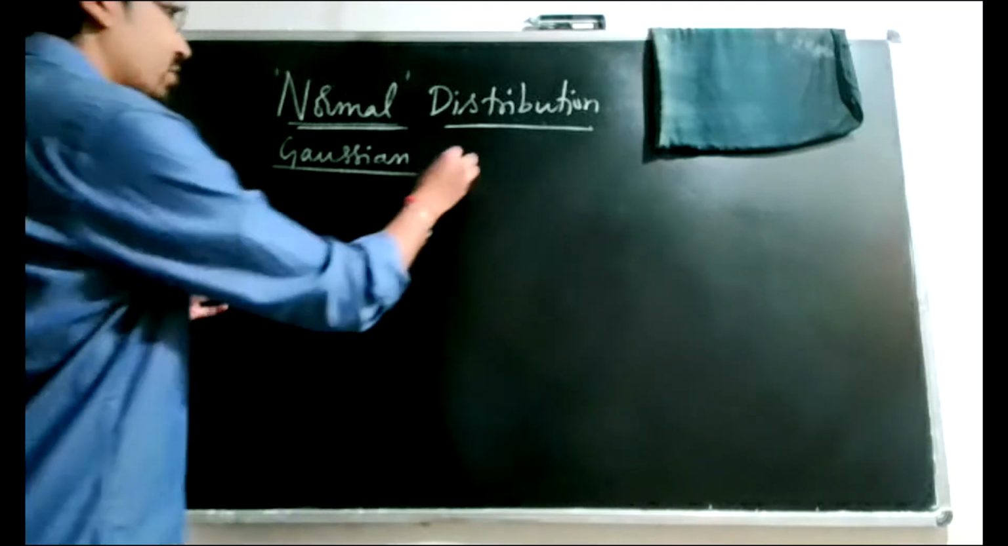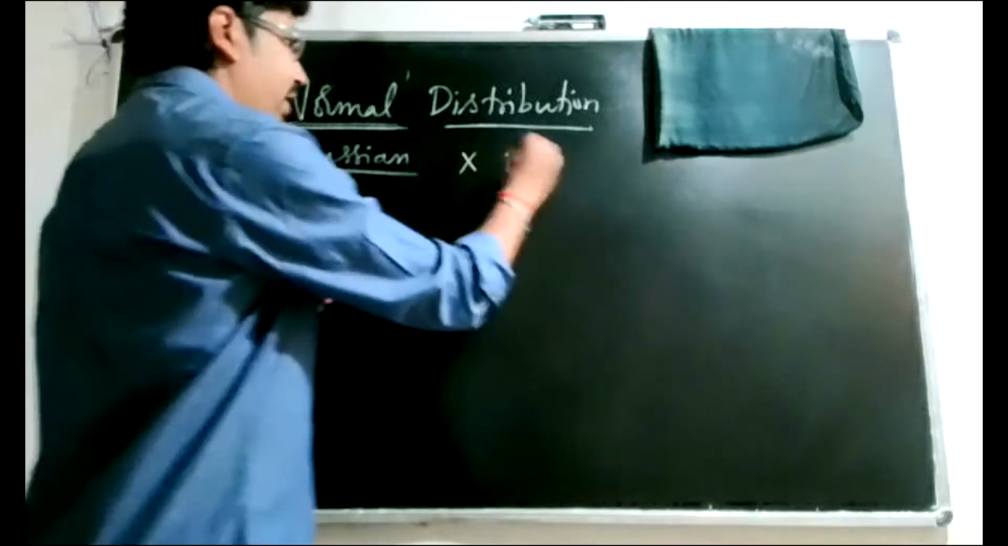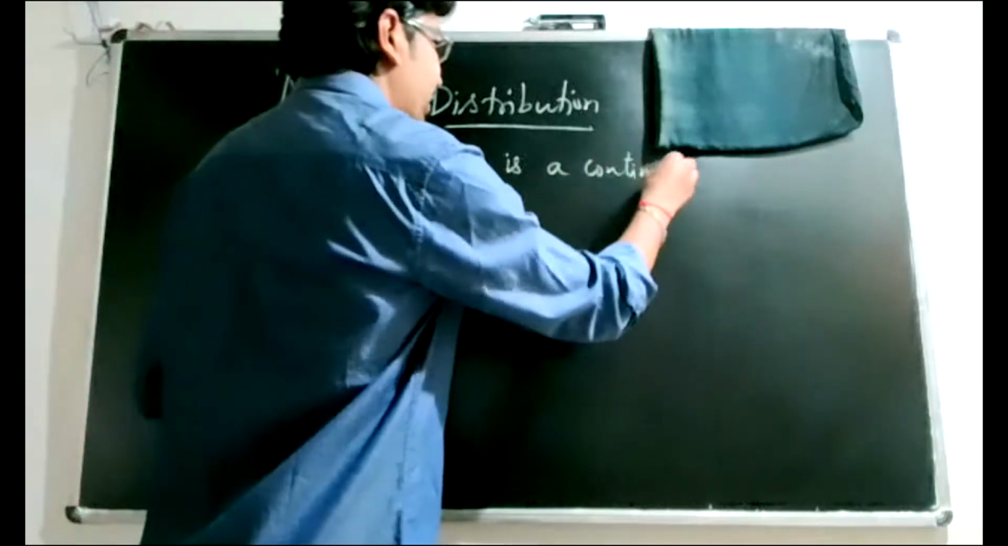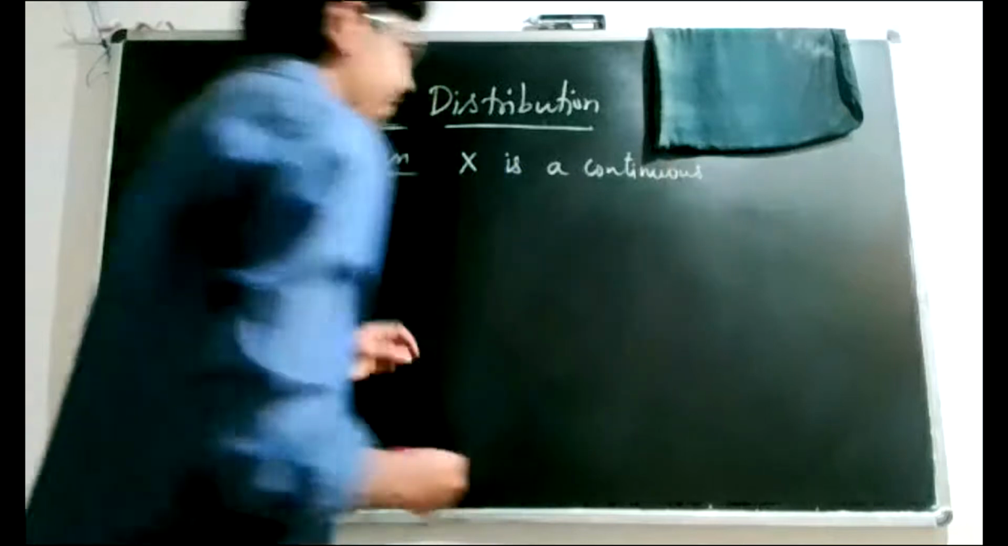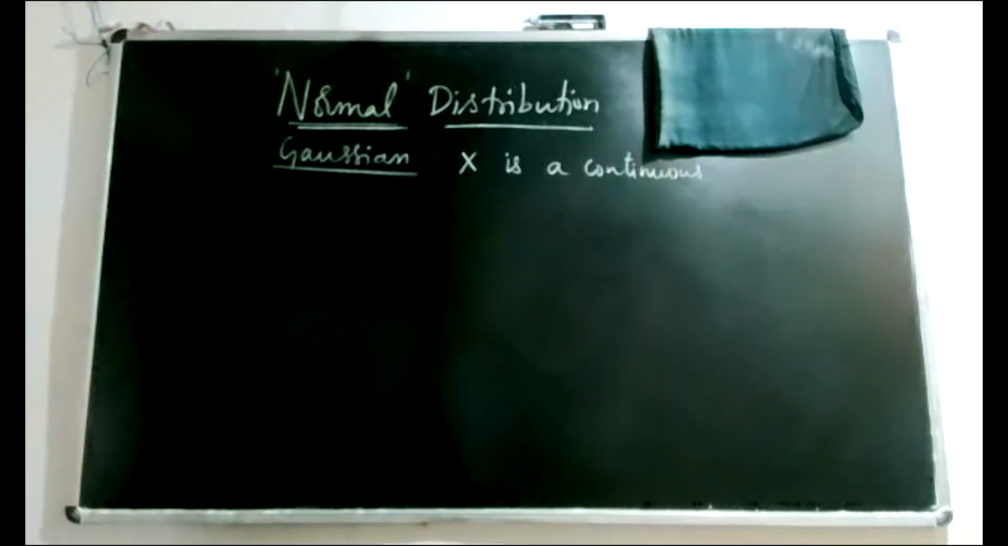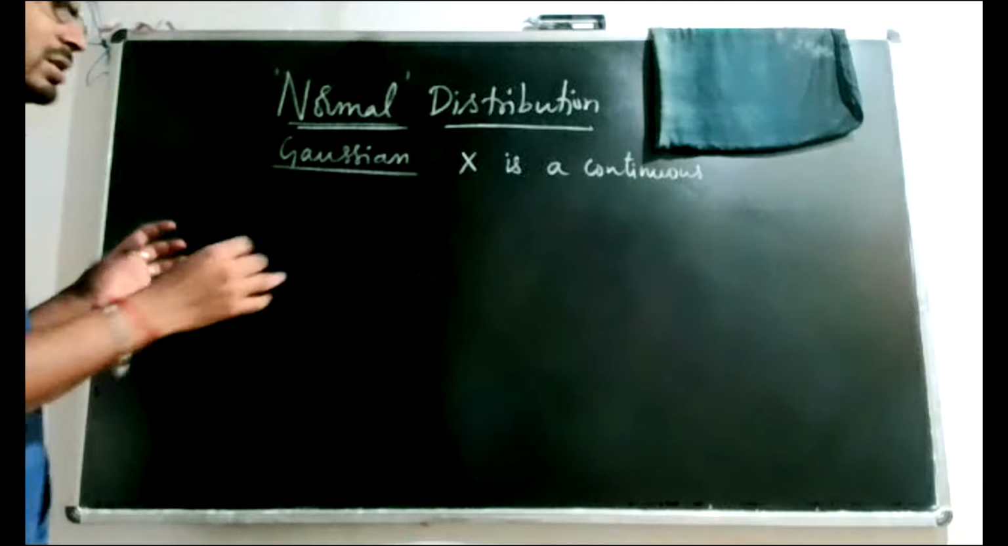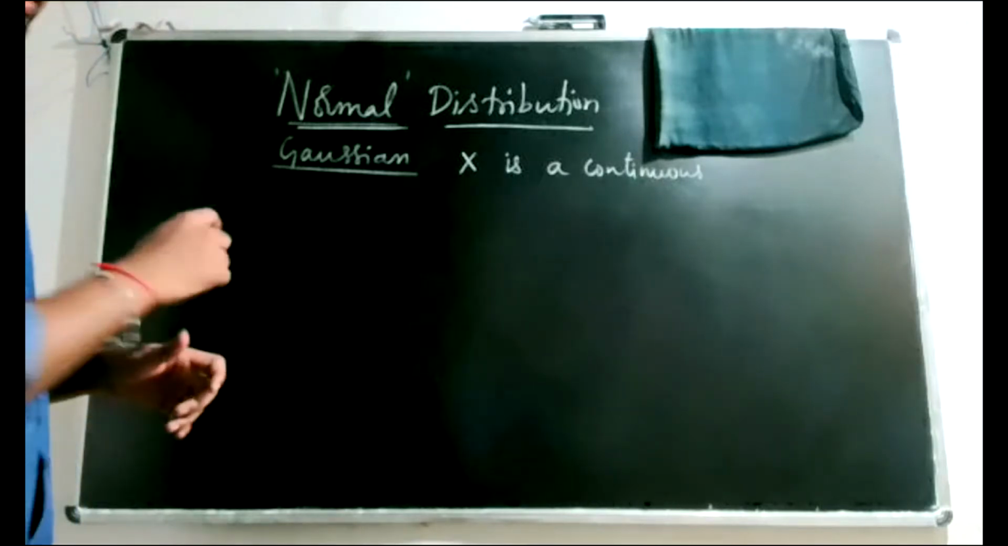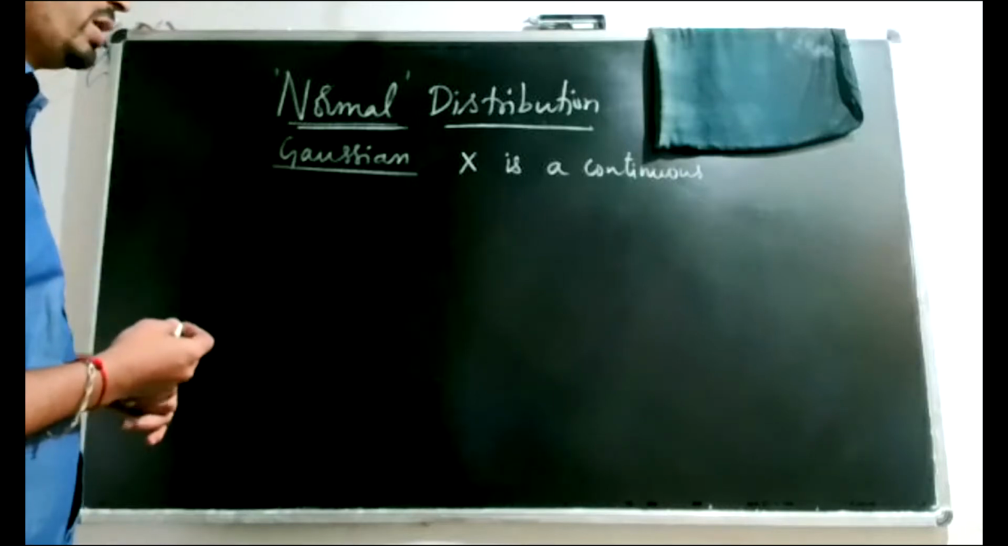Now how is this normal distribution defined? As said, it is a continuous distribution. It is not defined for discrete values. Even if your x is discrete, in the long run, that is, when you consider a large number of values for that particular discrete variable, then that can be treated as a normal distribution.